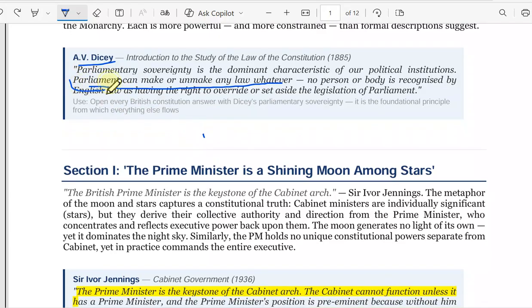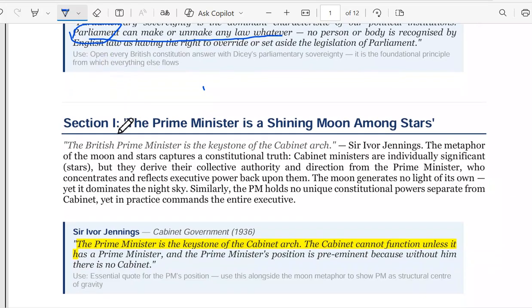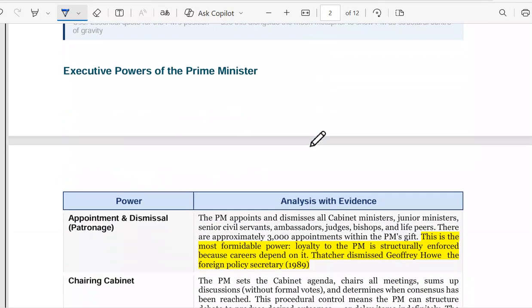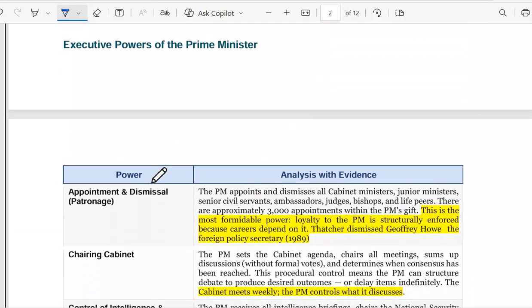And when I say Parliament, I'm talking about the lower house, because the upper house, the House of Lords, has slightly fewer powers as compared to the lower house. So let's see how the prime minister is a shining moon among the stars. There is a very famous quotation by Sir Ivor Jennings in his writing The Cabinet Government. He says the prime minister is the keystone of the cabinet arch. You must write it. It's a very famous quotation. So let's delve into the powers of the prime minister.